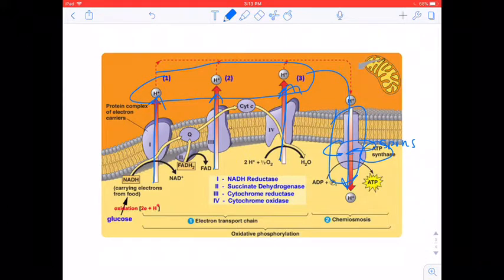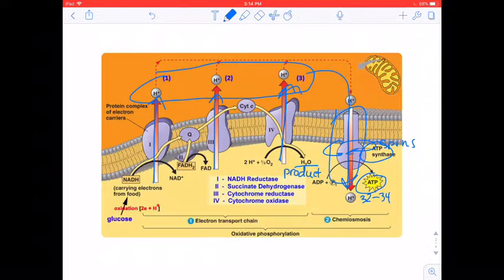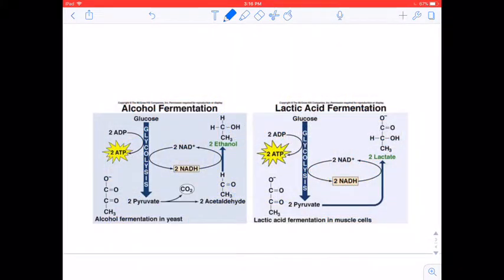Oxygen is the final hydrogen acceptor, combining half an oxygen molecule with 2 electrons and 2 protons, forming water. So we can see water here, which is a product of cellular respiration, and we can see ATP, which is also a product in cellular respiration, usually making 32 to 34 ATP per molecule of glucose. So that's all aerobic respiration.